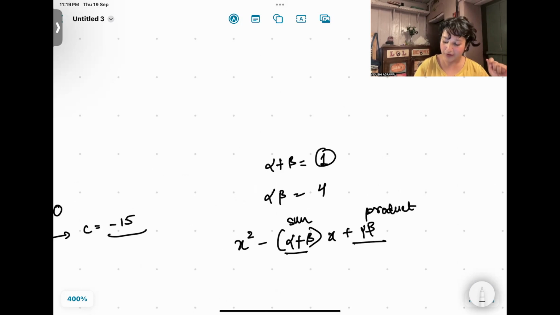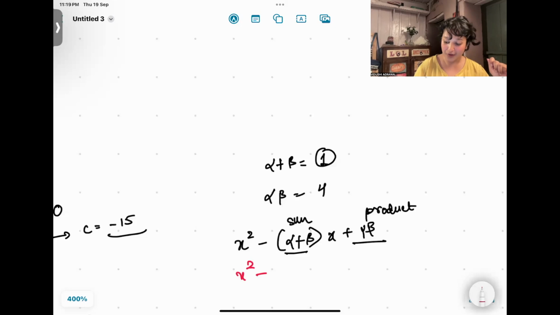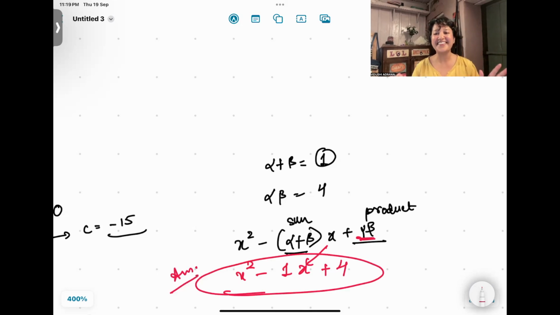So what I'm going to do is replace the values now. The sum is 1, so I'm going to write 1, x like this as it is, plus the product is 4, so I'm going to write 4. Answer. That's it.